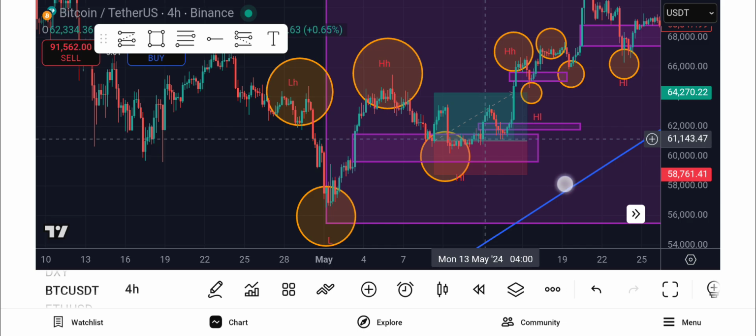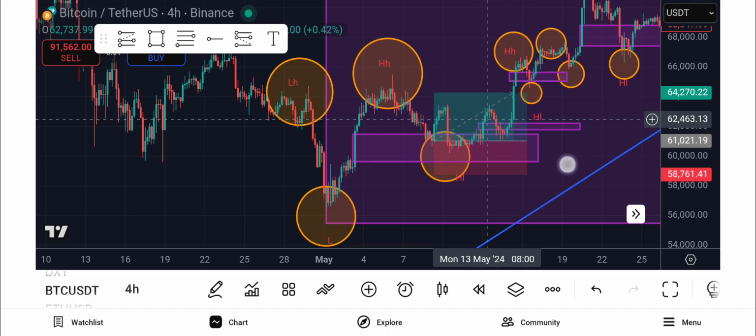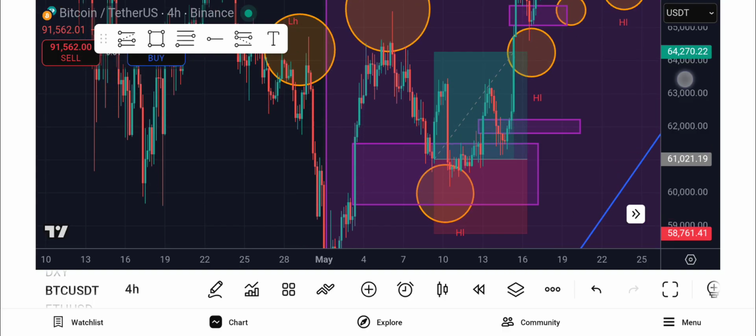Waiting again. Look, on Monday the 13th, price finally went up. Look, 8 a.m. up is here. So you wouldn't enter this one because it's all the way up here. But look, price finally flew up. And look, it formed another fair value gap here. Let me zoom in.